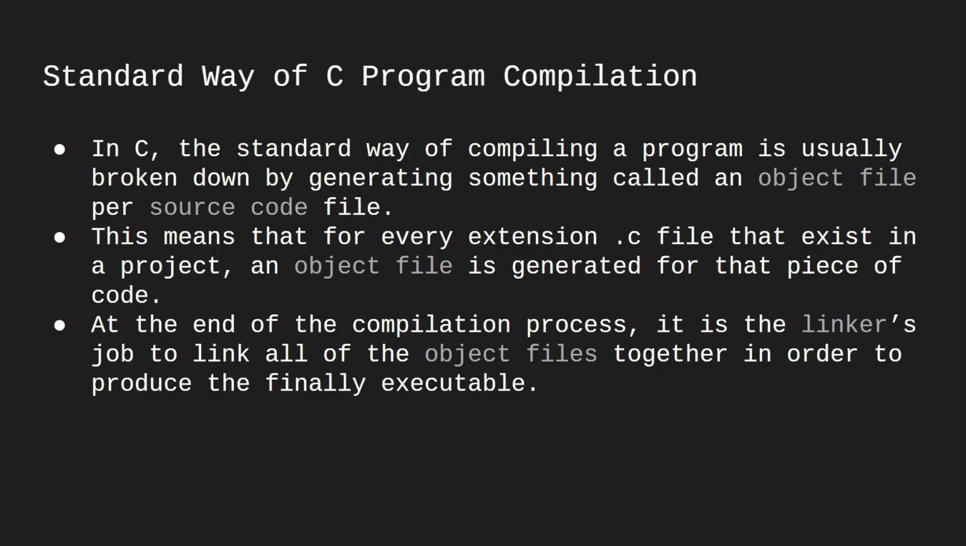In C, the standard way of compiling a program is usually broken down by generating something called object files per each source code file. This means that for every file that has a .c file extension, an object file is typically generated for that piece of code. At the end of the compilation process, the linker's job is to link all of these object files that were previously created in order to create our final executable.